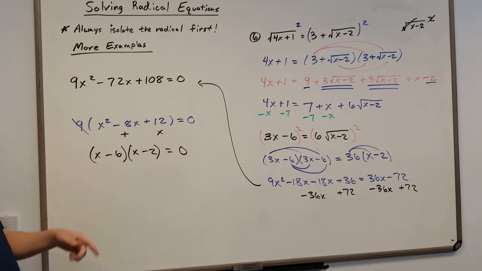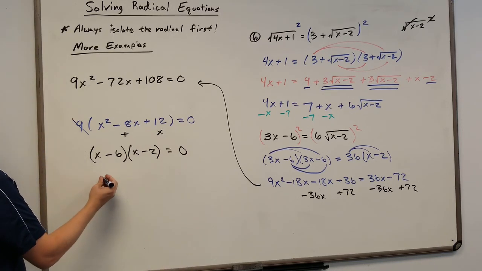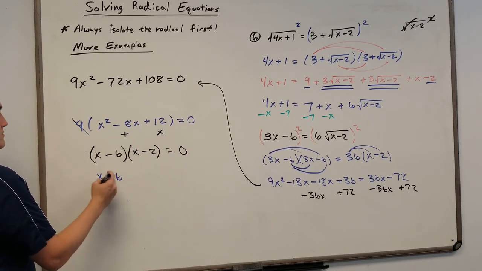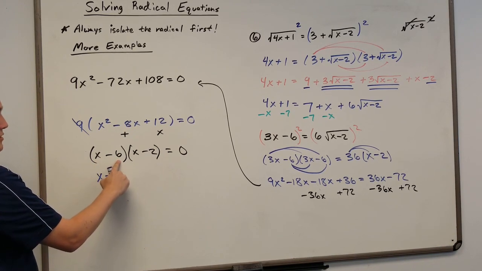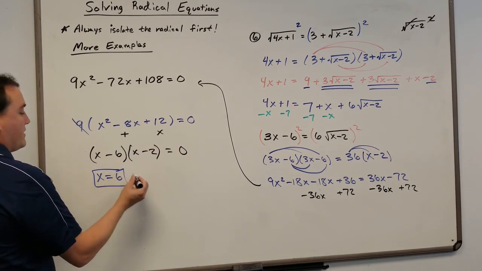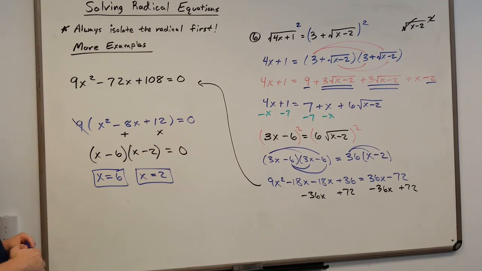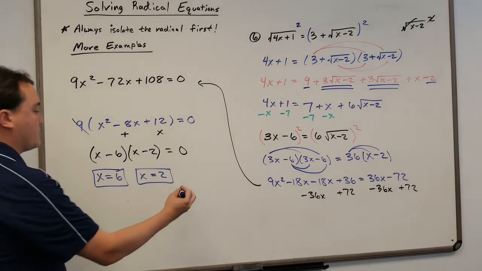And you always have to check your answers in the end too. So we're going to get x equals 6, because 6 minus 6 is 0, times anything is 0. So that makes it true. And then x equals 2. And if we plug in either of these, we're right. So these are both correct.